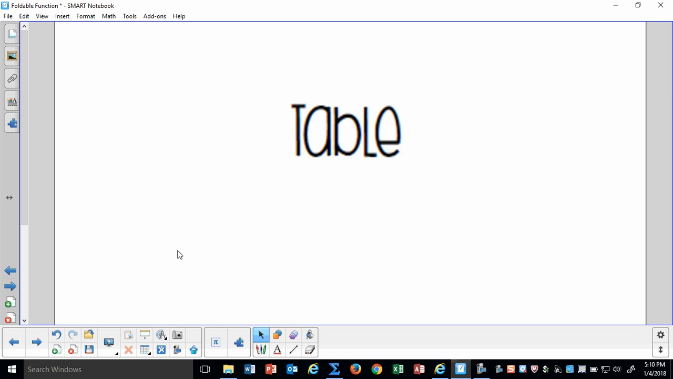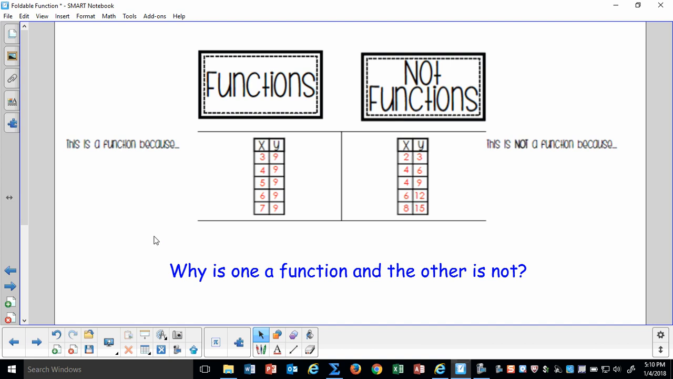Let's look at a set of relations displayed as a table. Again, on the left side, this table is an example of a function. On the right side, this is a table that's an example of a set of relations that is not a function. Again, think to yourself, why is one a function and the other is not?